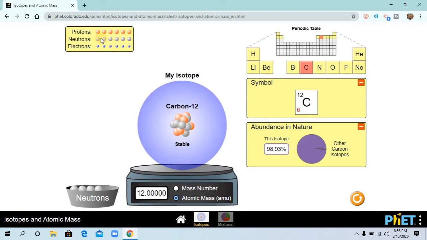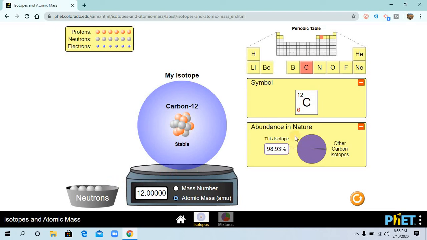In the case of carbon, you can see there are 6 protons, 6 electrons and 6 neutrons. This is your carbon 12. You can see the atomic mass is 12. The mass number and the atomic mass of carbon is 12 because we consider the atomic mass with reference to the carbon 12 atom. You can see the symbol here also: the 6 is the atomic number, and this top 12 is your atomic mass.